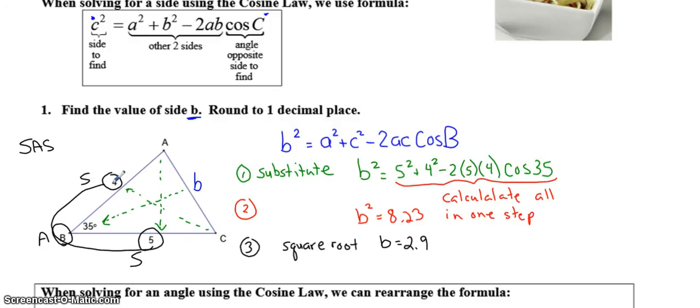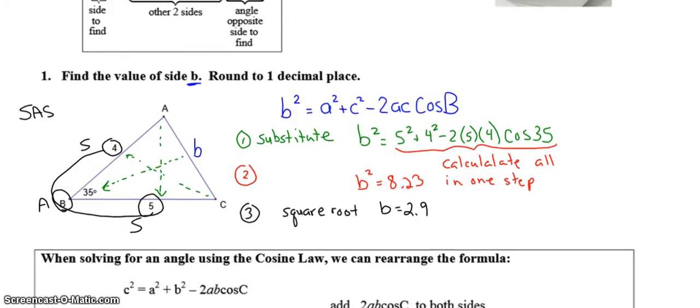Usually just as a nickname, I call this an angle sandwich because the angle's in between the two sides. So I wouldn't write that on a test that it's an angle sandwich because that's not very good math communication, but just for your recognition of using the cosine law, it would be the angle sandwich, which is SAS. So that's how you use the cosine law to solve for a side.